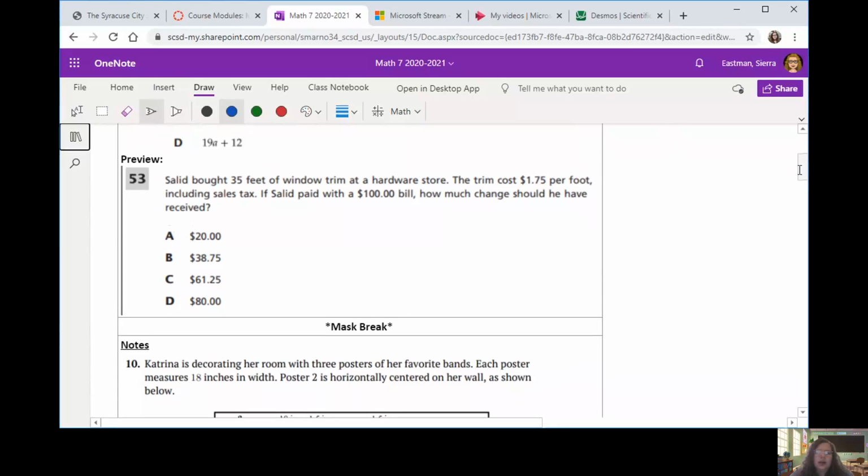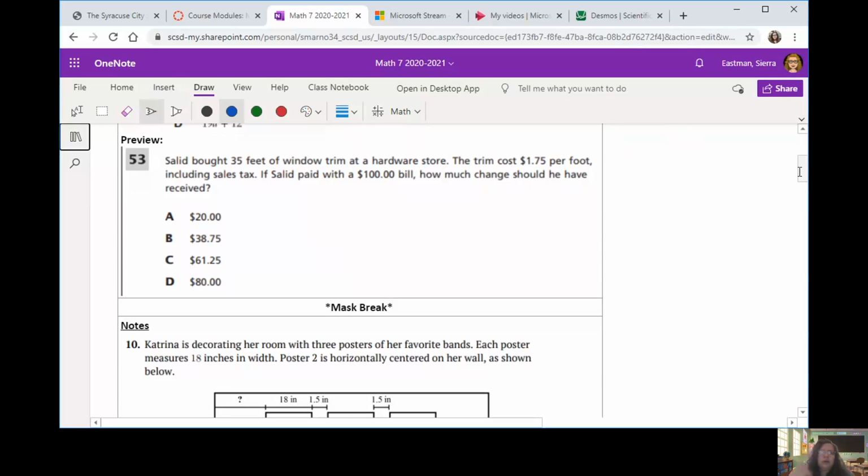Now let's go ahead and look at our preview. So he bought 35 feet of window trim at a hardware store. The trim cost $1.75 per foot, including the sales tax. So we don't have to worry about adding tax. If he paid with a $100 bill, how much change should he have received?